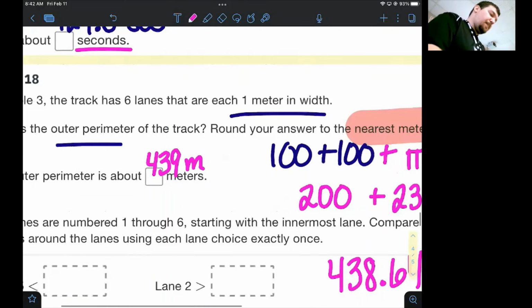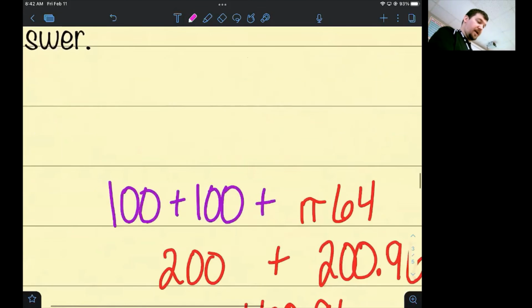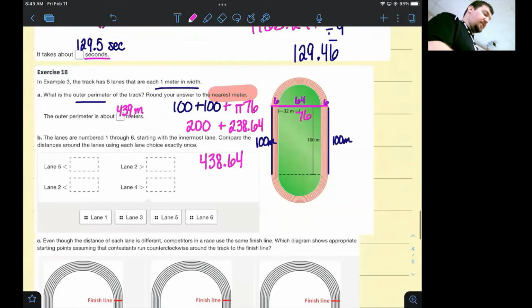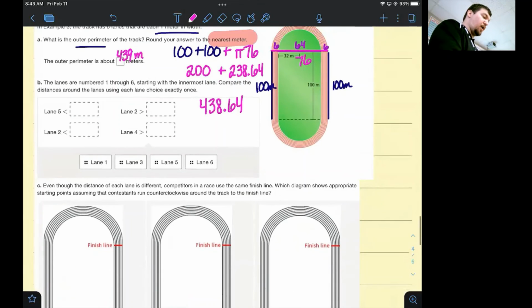Okay. Now, that means if you're in lane 6, you're running 438.64 meters. If you're in lane 1, you are running 400.96 meters. That is a difference of about 38 meters, right? That's not really fair if you're in lane 1 versus lane 6. So to account for that, they're going to change the starting positions so that everybody runs the same distance. That's why when you run on the track, you see lane 1, 2, 3, 4, they all start at different spots, okay? So before we get there, let's do part B.